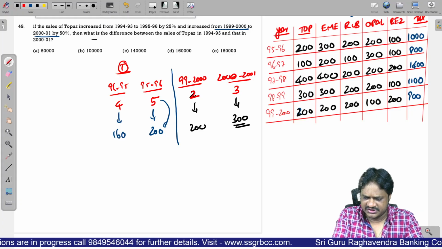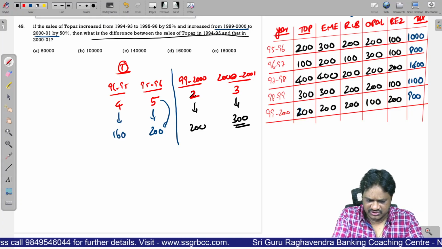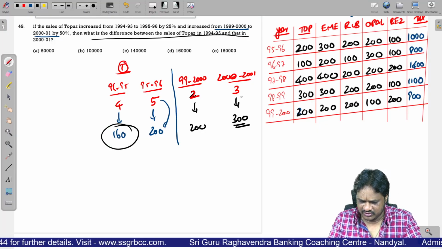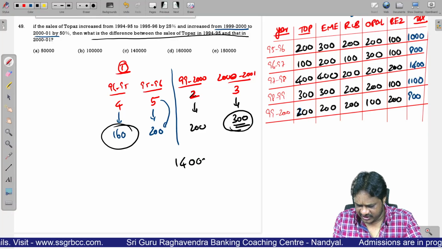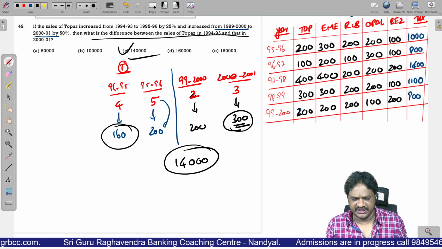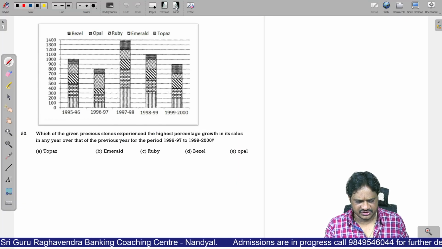Now what is the difference between 94, 95 and 2000, 2001? 94, 95 it is 160. 2000, 2001 it is 300. The difference is 140 after the 2 zeros. It is 14,000. Option is 3. Let us see the next question.